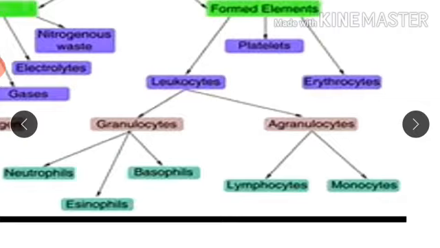Leukocytes divide into two, granulocytes and agranulocytes. Granulocytes divide into three, neutrophil, basophil and eosinophil. Agranulocytes divide into two, lymphocytes and monocytes.